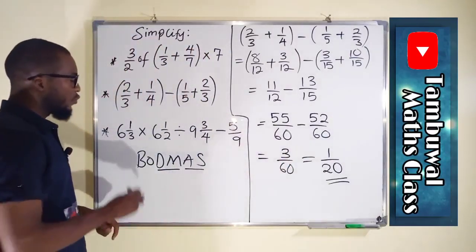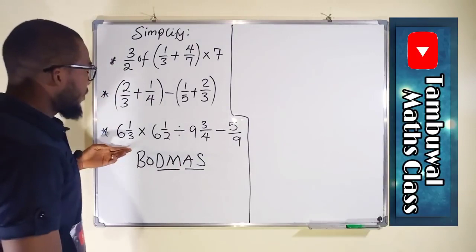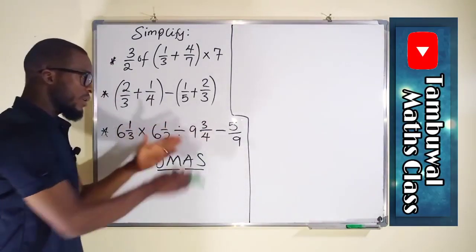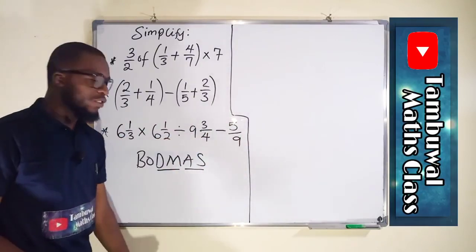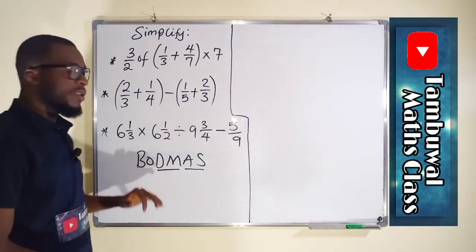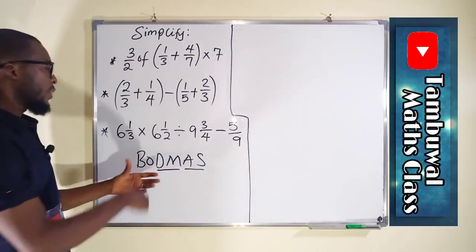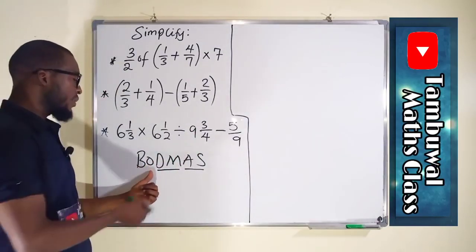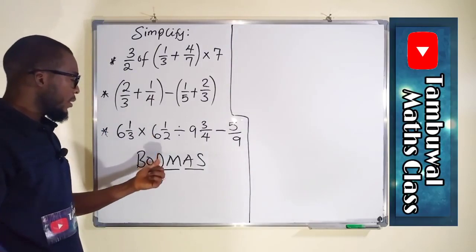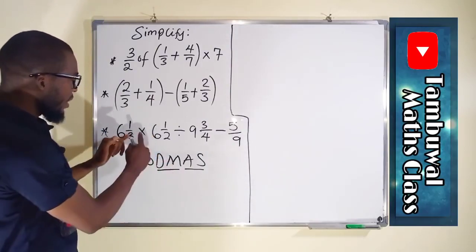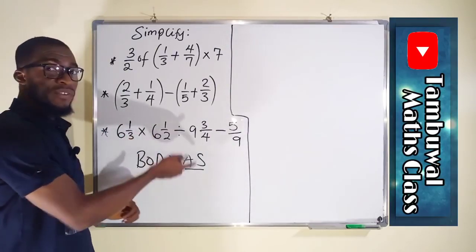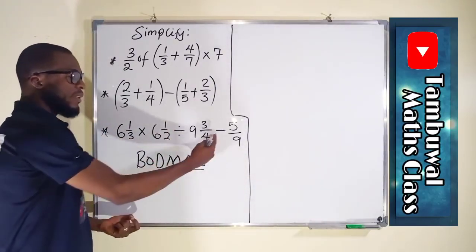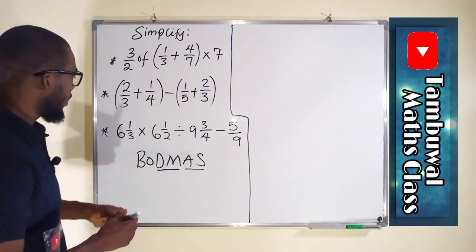So now let us take the last one. So here is the last one. You see we have combination of mixed numbers and a fraction. Using the same principle of BODMAS, we have to start with bracket, which is absent here. Orders is also absent. Division and multiplication, you see we have multiplication and division. I told you, you always start with the one that comes first. And lastly, you see we have subtraction.